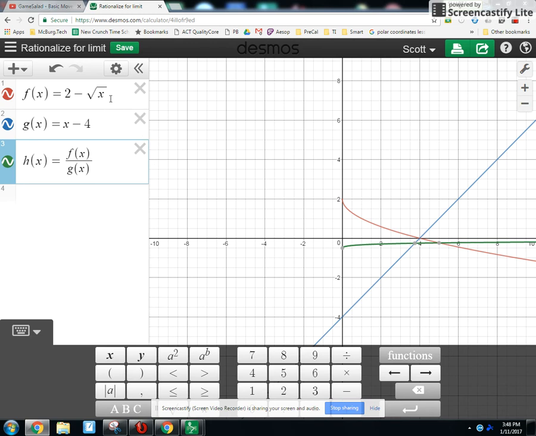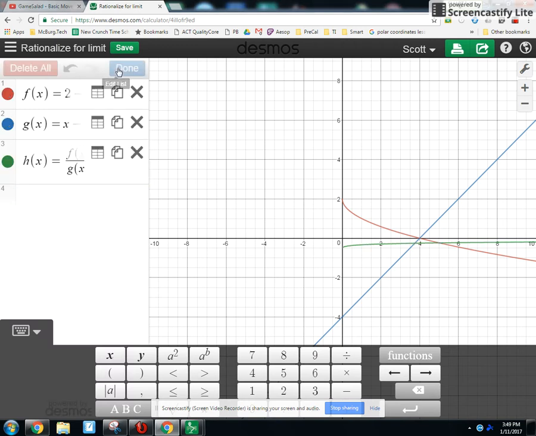So here's 2 minus rad x, and here's x minus 4. And we're going to check out what happens to this graph as x approaches 4. As you can tell, 2 minus rad 4 is 0, and also 4 minus 4 is 0. So we got the indeterminate form of 0 over 0.